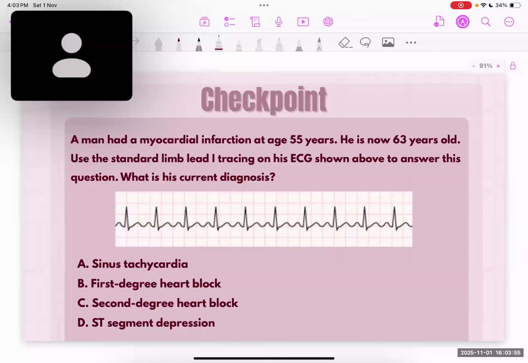Now, a quick checkpoint. A man had a myocardial infarction at age 55 years. He is now 63 years old. Use the standard limb lead one tracing on his ECG shown above to answer this question. What is his current diagnosis?